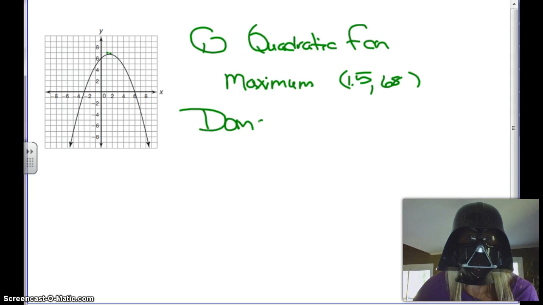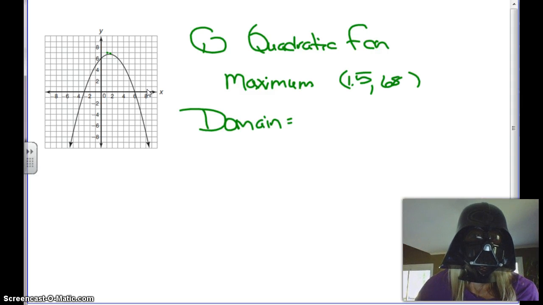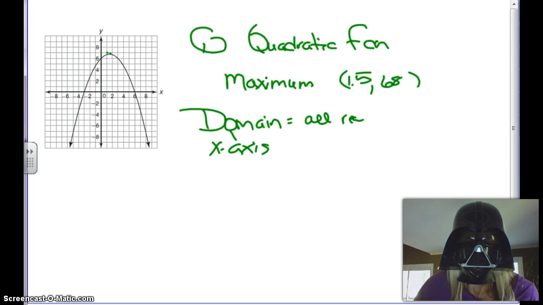So domain, we look to the left and the right. It's the x-axis, right? So I look at this and I see it going in the left and the right direction. Arrow indicates forever. So domain is all real numbers.